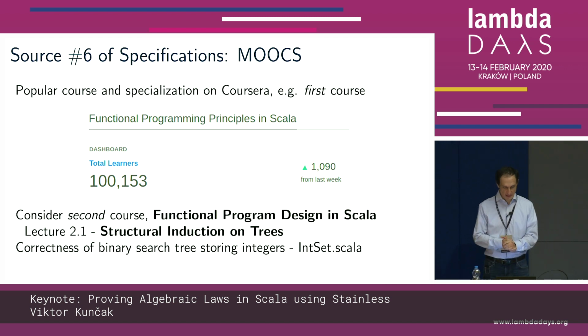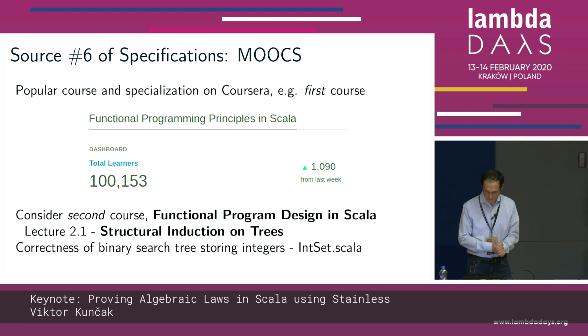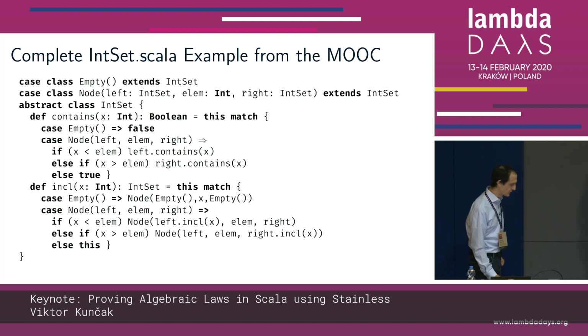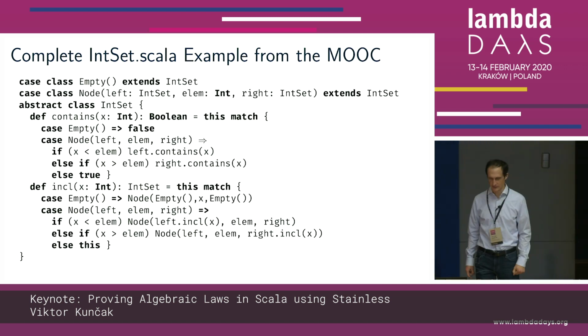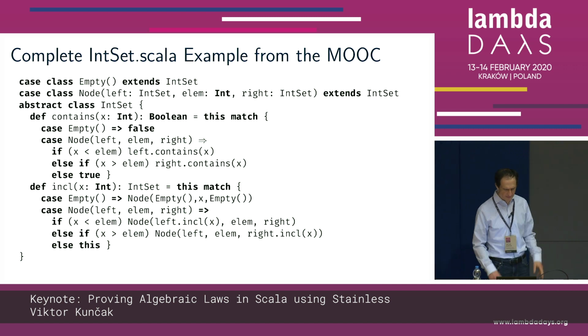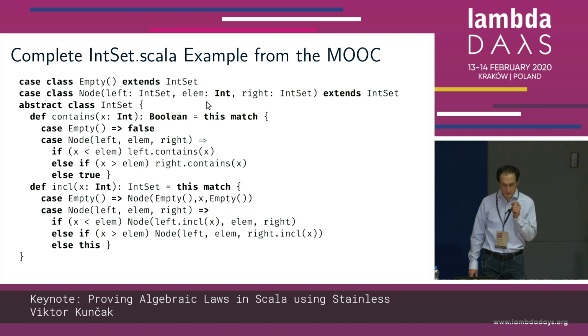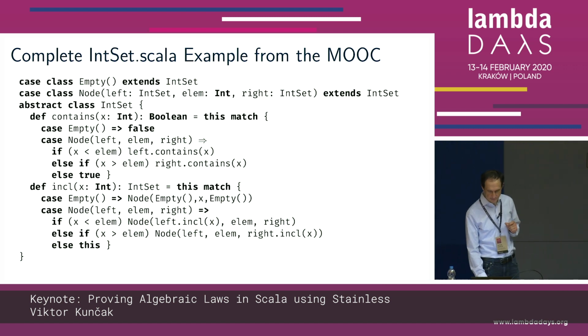And it so happens that in this functional programming class that was taught as one of the first MOOCs in Europe by Martin Odersky, so there were two classes, and in the second one, there's correctness of binary search tree storing integers that Martin proves manually, sort of demonstrating that equational reasoning for functional programs works, and it's very convenient. And so here's the entire code of this binary search tree. It's similar to the one that we saw yesterday. It's a bit simpler because I don't have keys and values. I only have values.